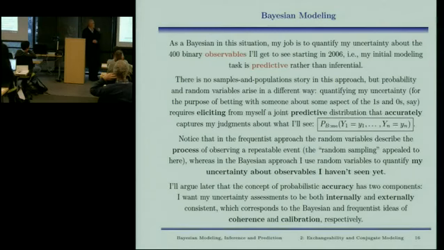And I want my uncertainty assessments also to be externally consistent, and that corresponds to that frequentist idea of calibration that I mentioned before. But as we're going to see in the Bayesian story unfolding, nowhere in the pure Bayesian narrative by itself does the calibration idea ever appear. It's just not part of the machinery.